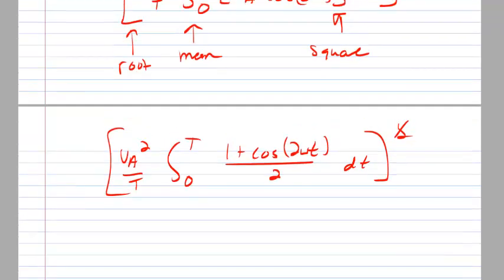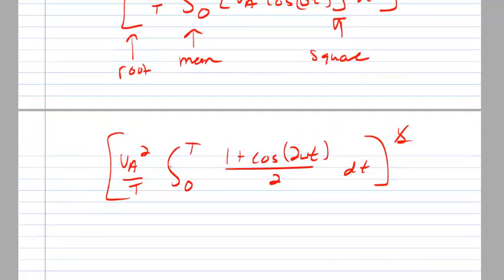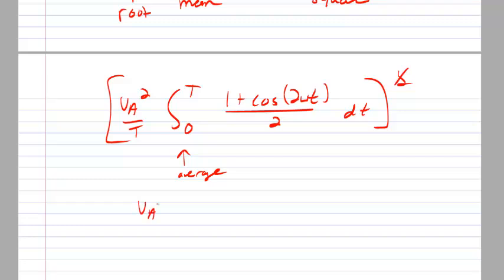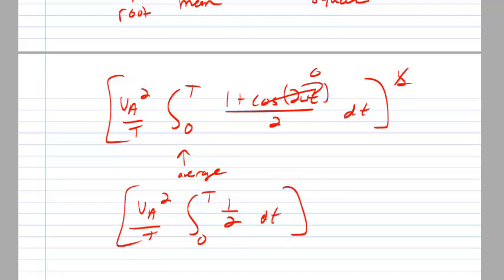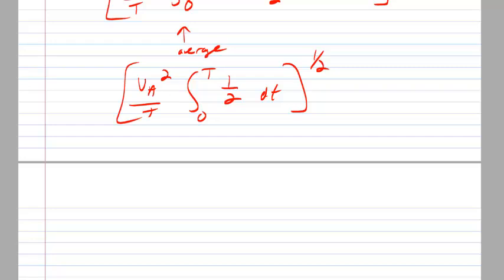If you take the integral of a cosine over one period, this is an average. So we're taking the average of this 1 plus cosine function. And we already talked about the fact that if you take an average of a cosine, it's 0. So then it would be VA squared over T times the integral from 0 to T. It'd just be 1/2 that is left, since the cosine term would go to 0, dt.